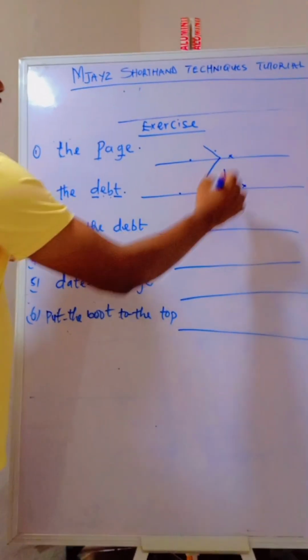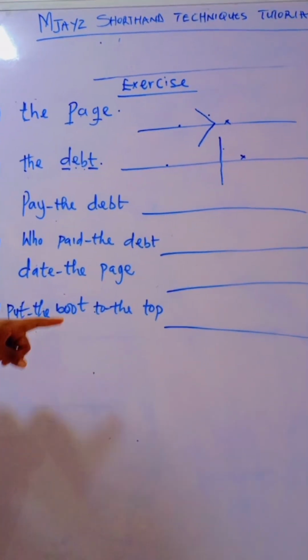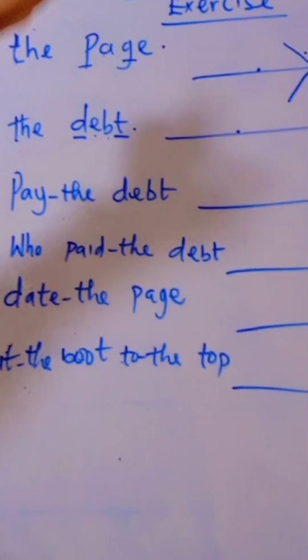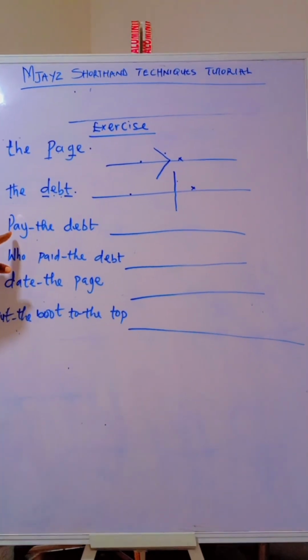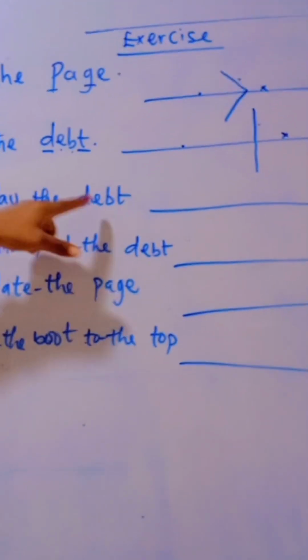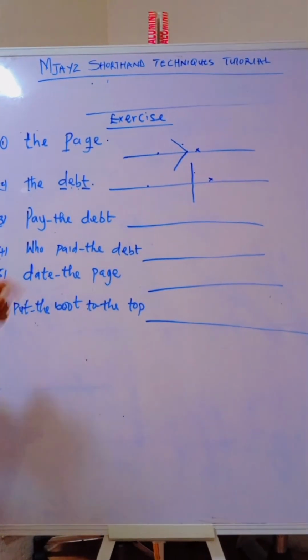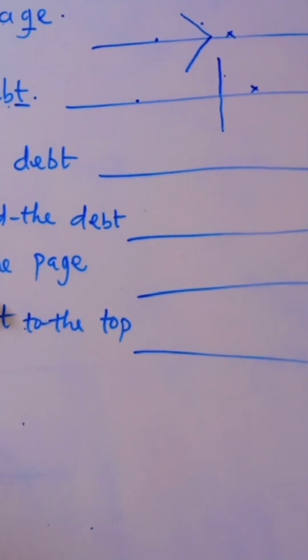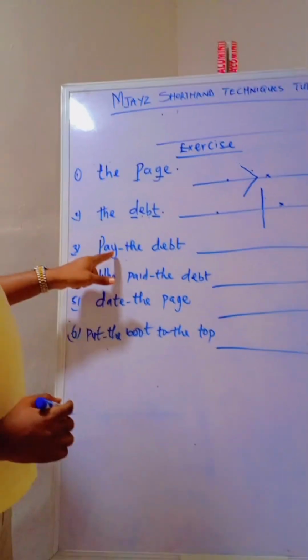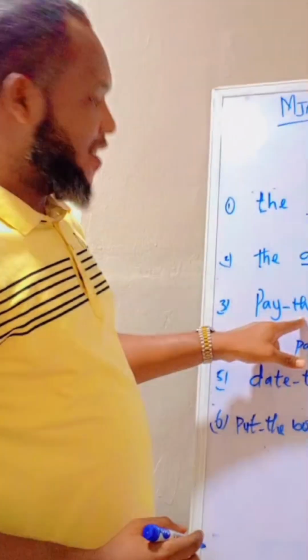This is how to write full stop in shorthand. We also treated that in our previous video. Watch the previous video to get that. So next is pay the debt. Now in this case, the D here is not going to be represented with dot. Why? Because it is added to a word. So in this case, we use tick, the tick.